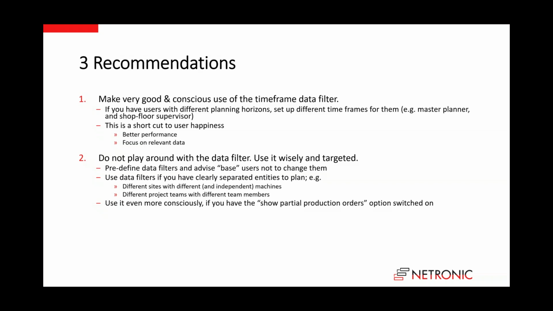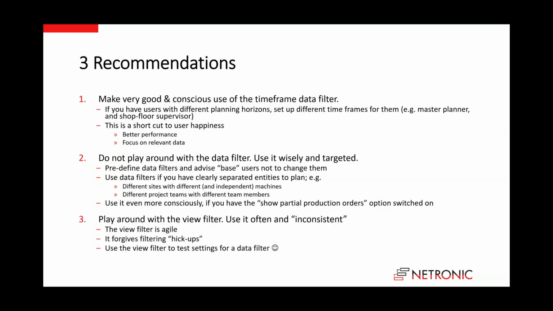And with the data filter, use it even more consciously if you have the show partial production orders option switched on in the VPS. And then last but not least, the view filter is the thing to play around with, right? Because it is very agile, it is flexible. You can define it, you can switch it on, you can switch it off, you can see it before, after. It is all on the fly while the data is there. So use it often. The view filter is agile.